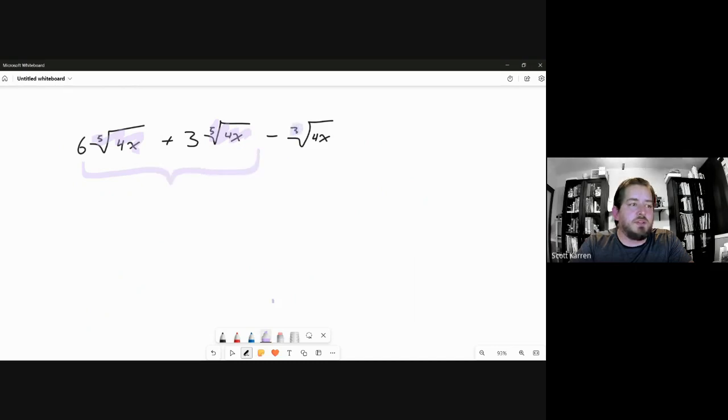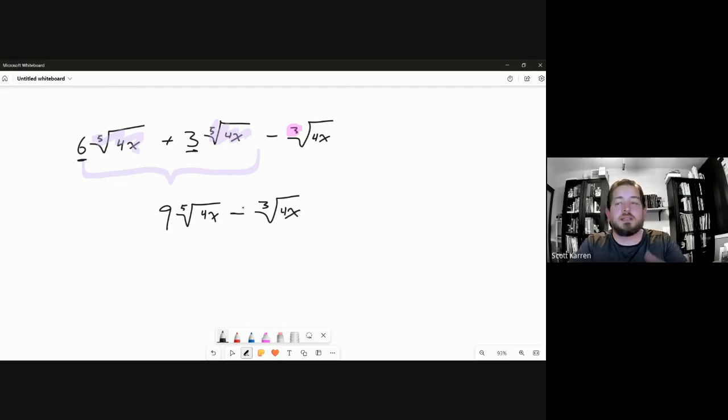But this guy with that 3rd root, he's the odd man out. I can't do anything with that guy. He's got the wrong index. Even though it's 4x under the root, it's got the wrong index. It's not the same term. I can't simplify that particular term. But I can add these two. I've got 6 plus 3 more. That's 9, 5th roots of 4x. But I've got this minus cube root of 4x that I cannot do anything with. I can't combine it. Don't try to combine it. It doesn't combine. It just has to stay just like that. That's it. Done.